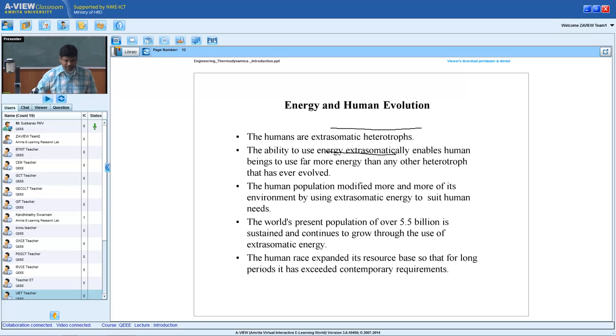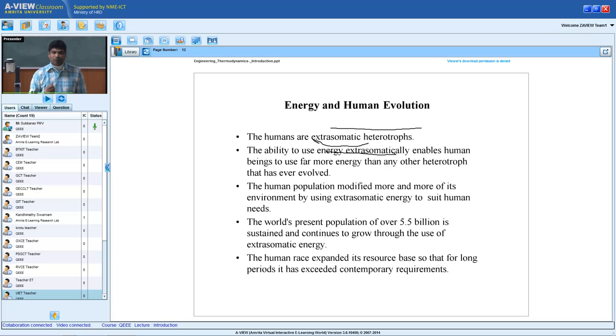So this is the extrasomatic. What is the extrasomatic? Think very carefully. All the heterotrophs created by nature other than us consume the energy within the body and grow, because of which CO2 reversal was very slow. That's why all the other heterotrophs are called somatic heterotrophs.